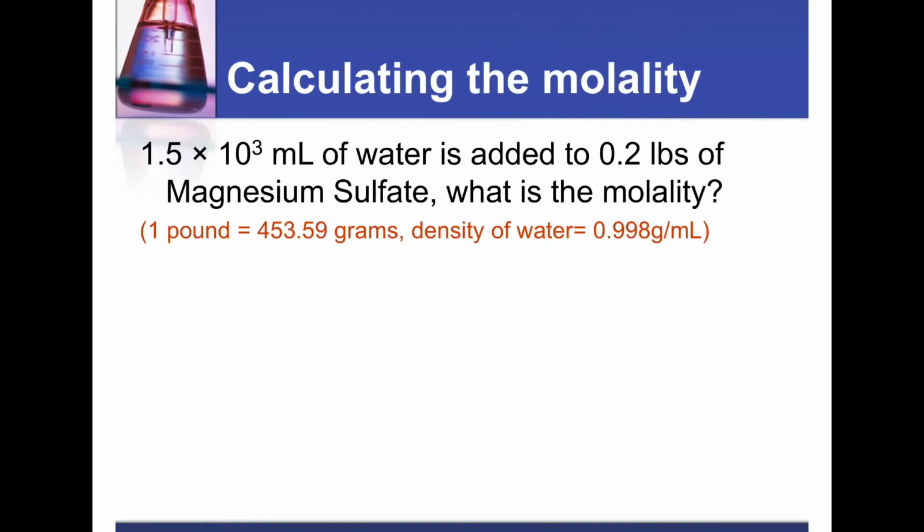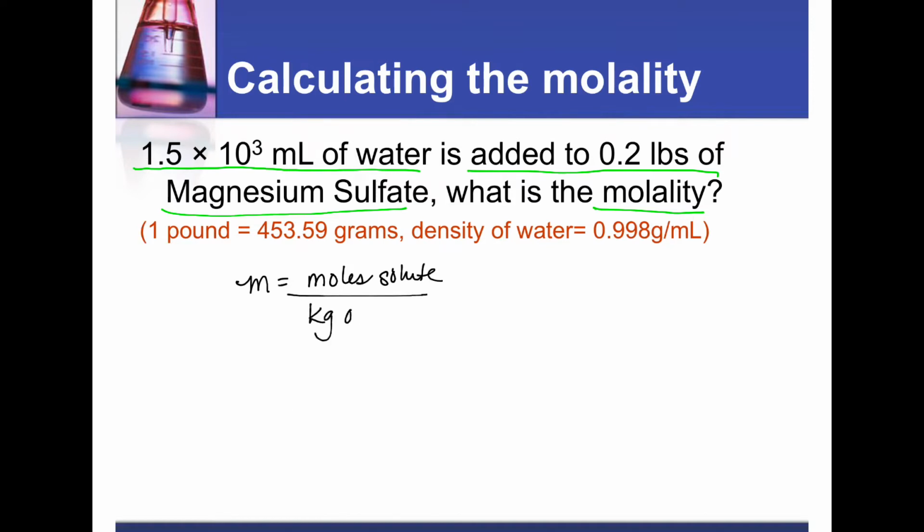And here's our practice problem. The problem says that we have 1.5 times 10 to the 3 milliliters of water that's added to 0.2 pounds of magnesium sulfate. What is the molality? So again, I'm going to use an equation to help me get started. I'm trying to find molality, so I know that's the moles of the solute divided by kilograms of solvent.